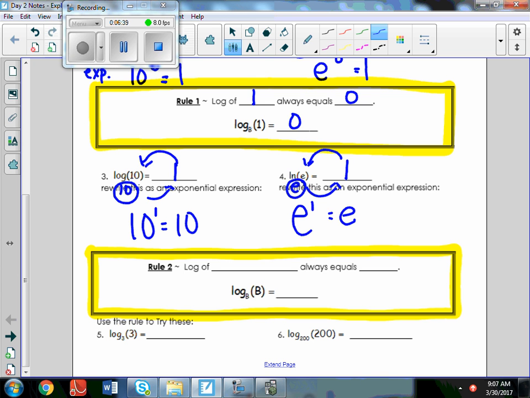Okay, so anytime you take the log of the base, which means the base and the number match, see the log base 10 of 10? They match. It's always going to equal 1. So the rule would be log base b of b is equal to 1, because they match. And that will help us simplify things when we see that one.